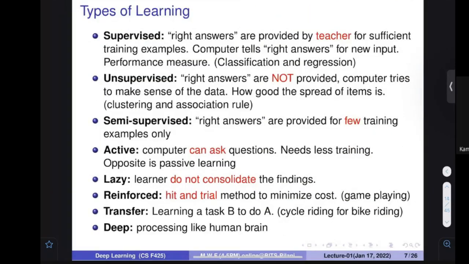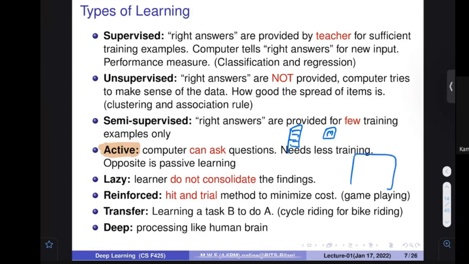Another category of problem is active learning, which is a very interesting idea, where the system can ask questions. For example, if you have examples and you want to train a model, this model can ask for the right label for a particular item.